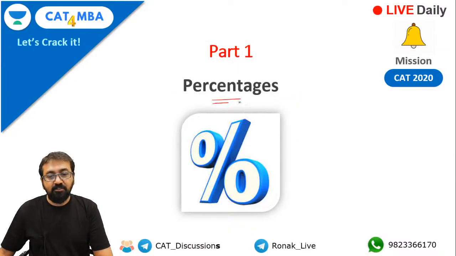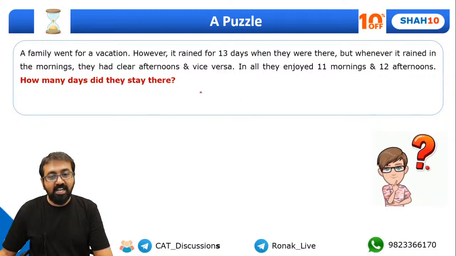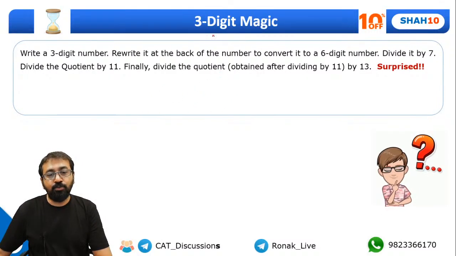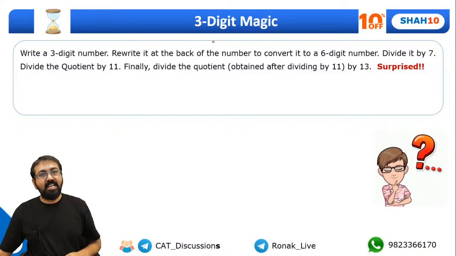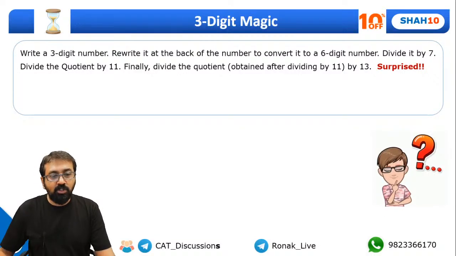So first we are starting with percentages. Before that, I have a puzzle for you. Let's do a small exercise. Everyone, can you please write down a 3-digit number quickly? Just write a 3-digit number. For example, I am writing my number 1, 2, 3. In the same way you write down your number.